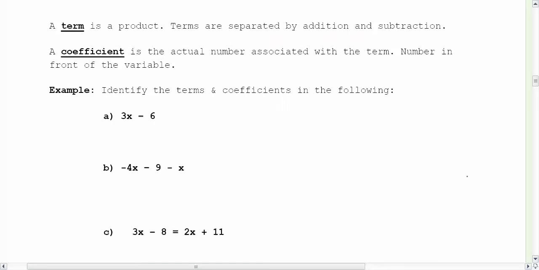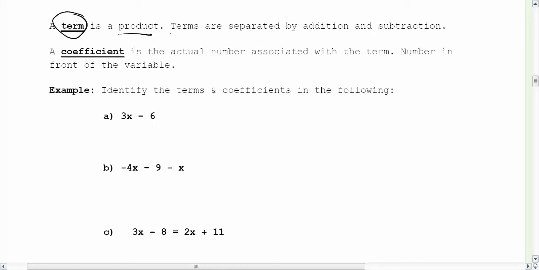Some more terminology. We define a term to be a product. A term is a product. That's all there is to it. This is very important. You have to understand the concept of a term. So slow down and pay attention because terms are used throughout algebra.